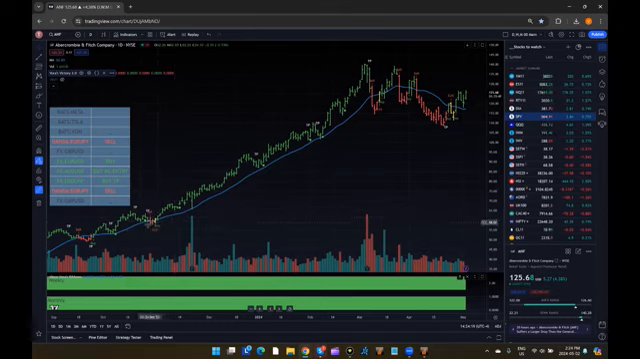Another thing we look for, obviously, is the slope on the 20. Not only do we want slope, we want a healthy degree of slope. So at least a 45-degree angle or better, but any sort of slope is good enough.